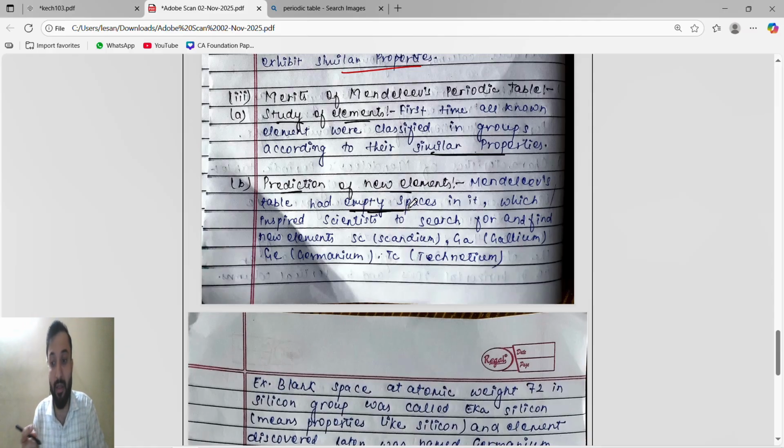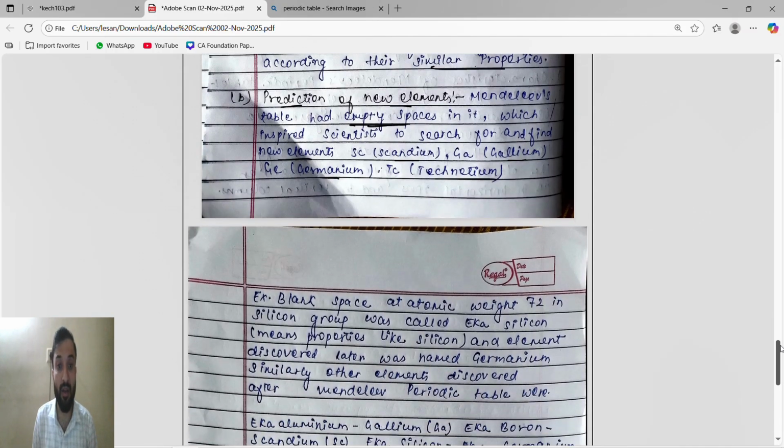Then he thought that new elements would be discovered, new elements will come. So Mendeleev's table had empty spaces in it, which inspired scientists to search for new elements. Scandium, gallium, germanium, technetium are the new elements which scientists discovered later. He left empty spaces in the periodic table, thinking new elements will come and we will place them in this empty space.